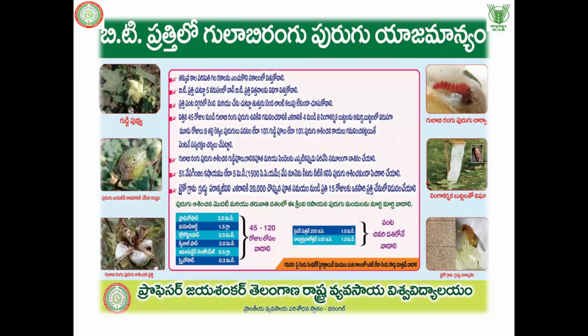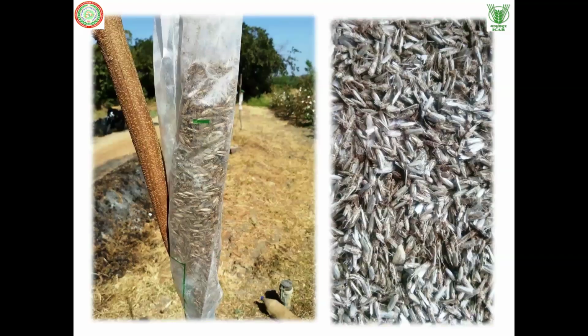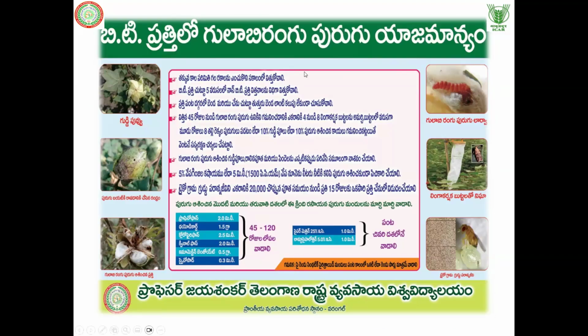Moreover, near cotton crop areas, we should not encourage weeds like abutilon, datura or duranta. From 45 days of the crop, we have to install these pheromone traps. The trap consists of a lure, and that lure will attract the male adult moth.